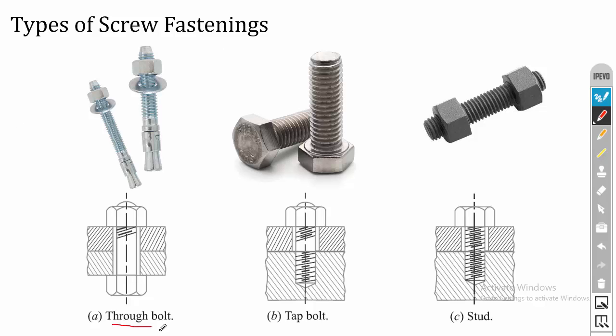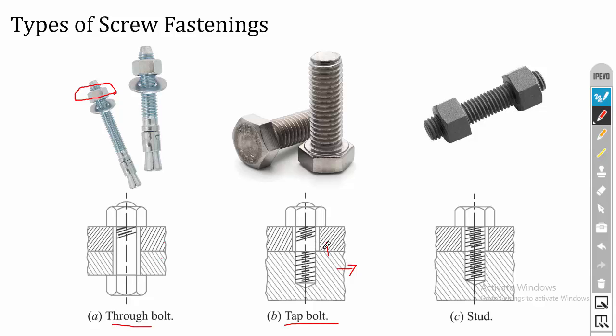So we have different types of screw fastening. The first one is through bolt. In the through bolt, consider two plates. The screw is inserted, and on the opposite side, the nut will be used to tighten the screw. The screw covers the overall length of the plate. That is why it is called as through bolt. And the second one is tap bolt. In the case of tap bolt, no nut is used, and the threads are formed in the plate itself, and the bolt is used to tighten the two plates together by using the threads in the plates.